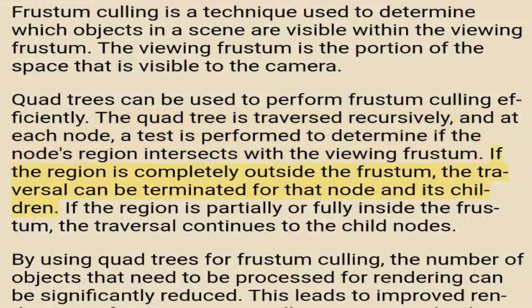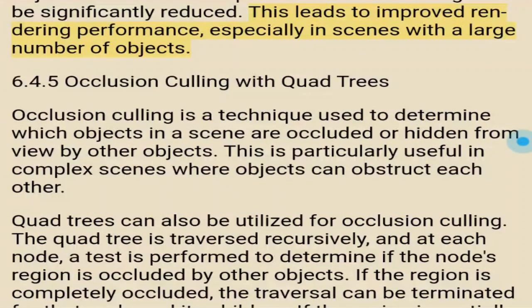If the region is completely outside the frustum, the traversal can be terminated for that node and its children. If the region is partially or fully inside the frustum, the traversal continues to the child nodes. By using quad trees for frustum culling, the number of objects that need to be processed for rendering can be significantly reduced. This leads to improved rendering performance, especially in scenes with a large number of objects.